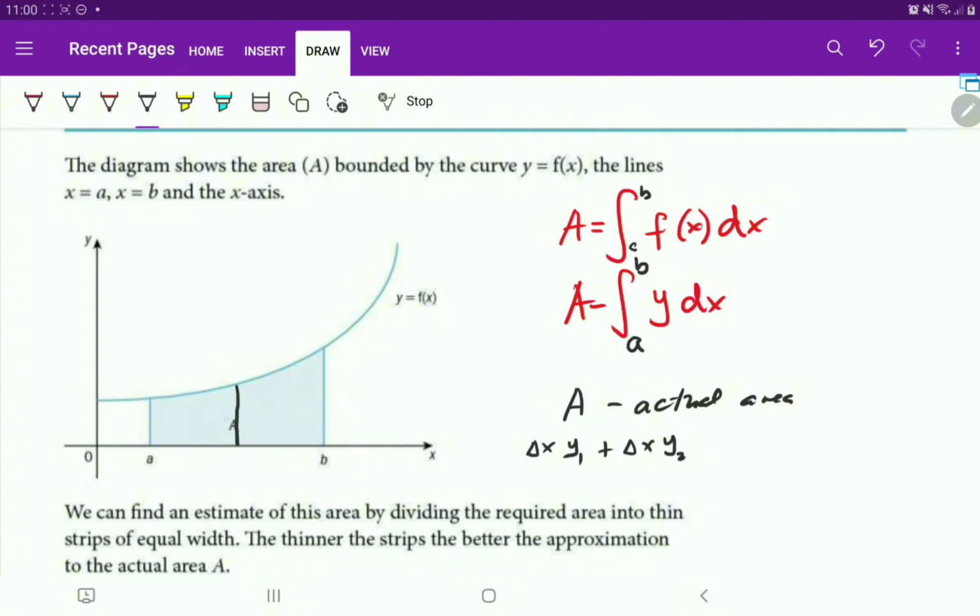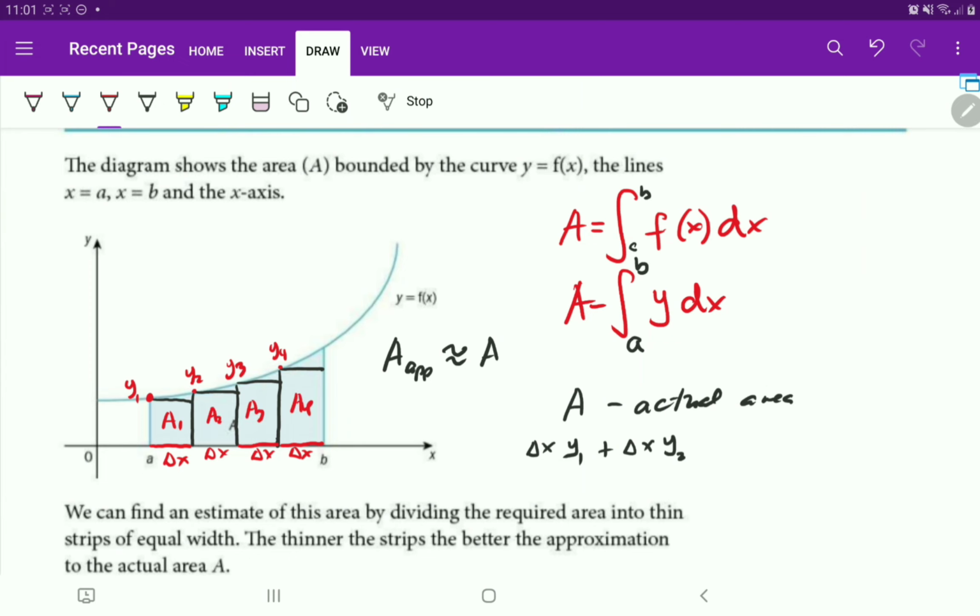So I have here divided by 4. Now we have these rectangles, and as you can see, the approximated area is almost closer to the actual area under the curve. Now how do we get that area? It is delta x times y sub 1, delta x times y sub 2, delta x times y sub 3, delta x times y sub 4. So basically, you're going to add each area: area 1 is delta x times y1, plus delta x times y2, and so forth.